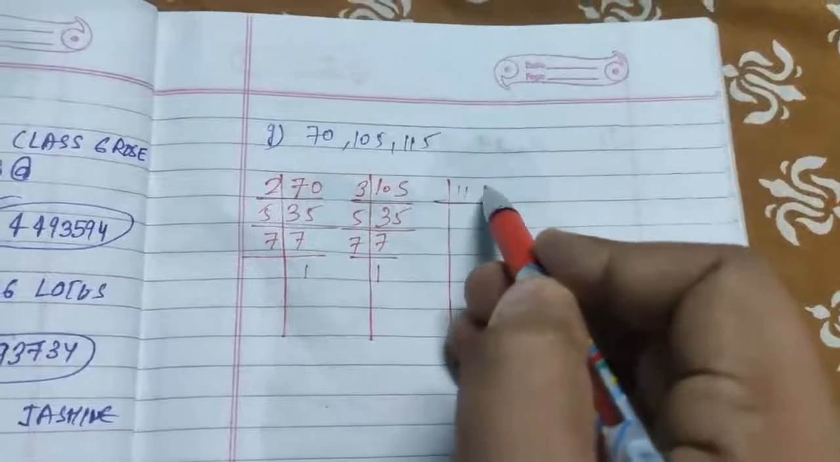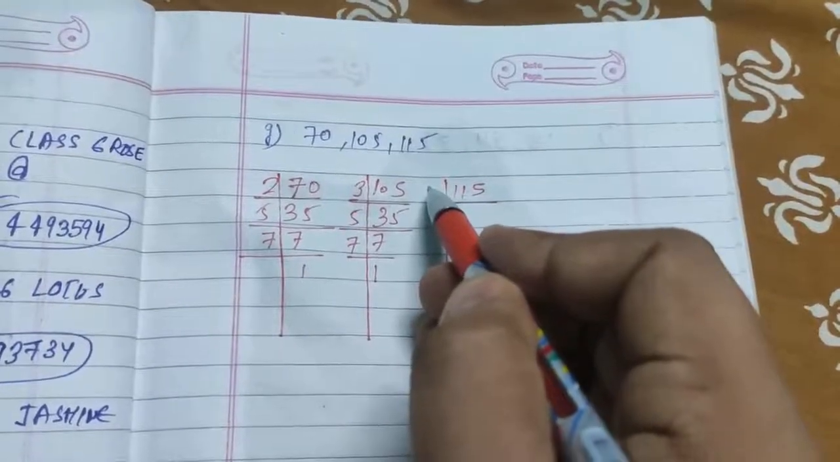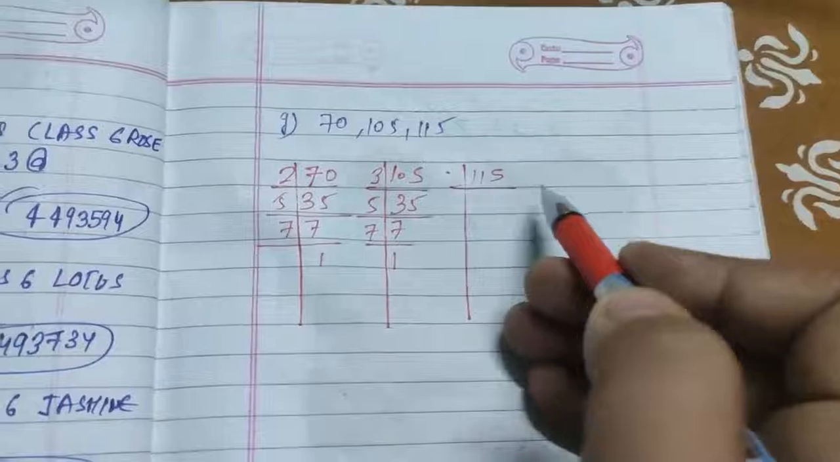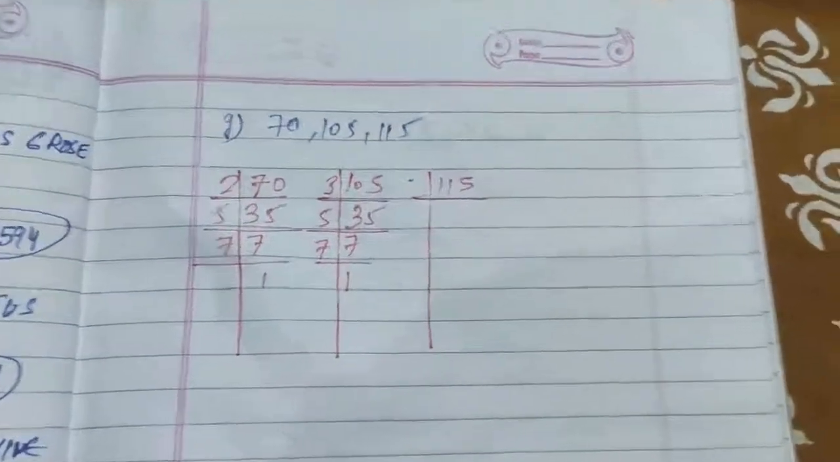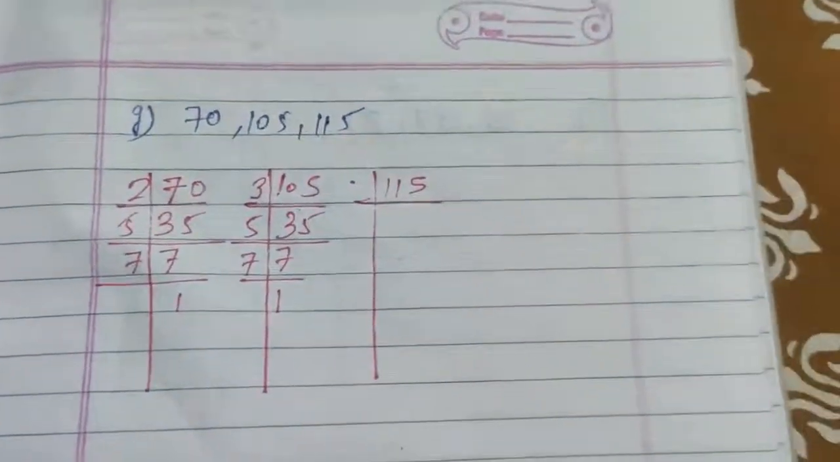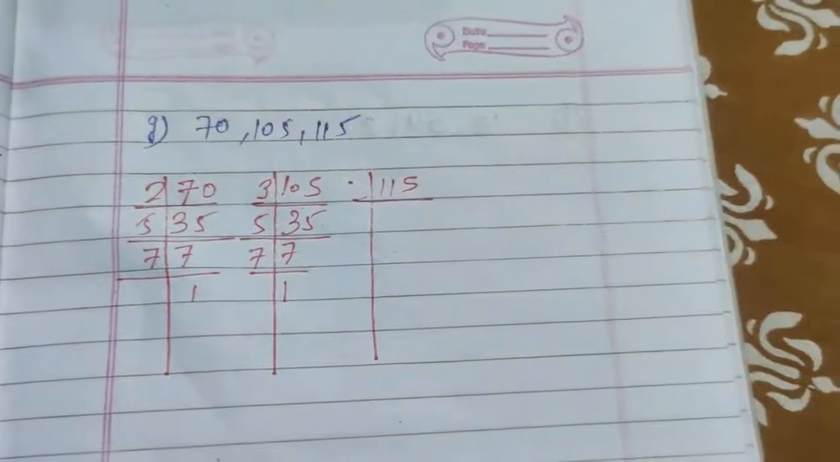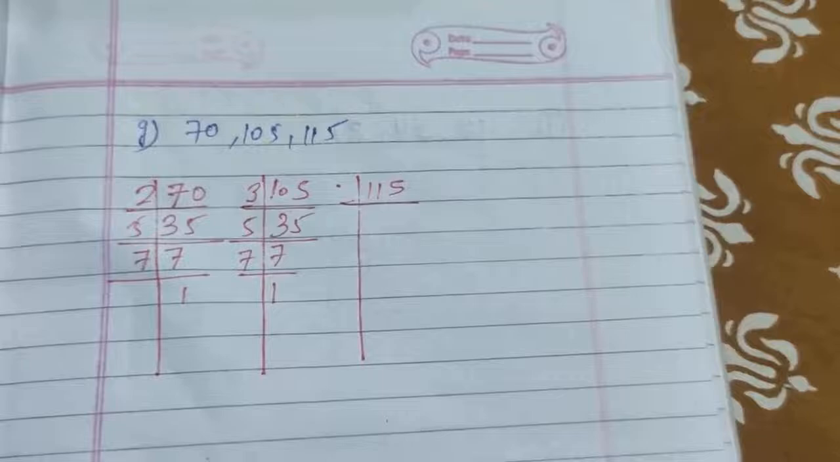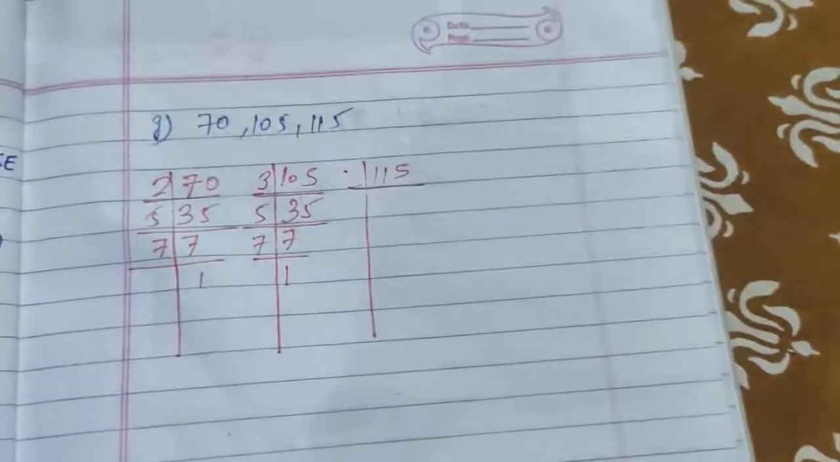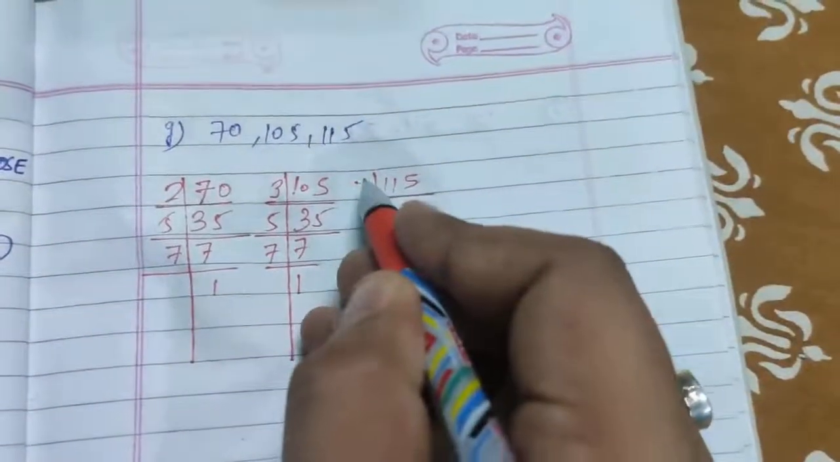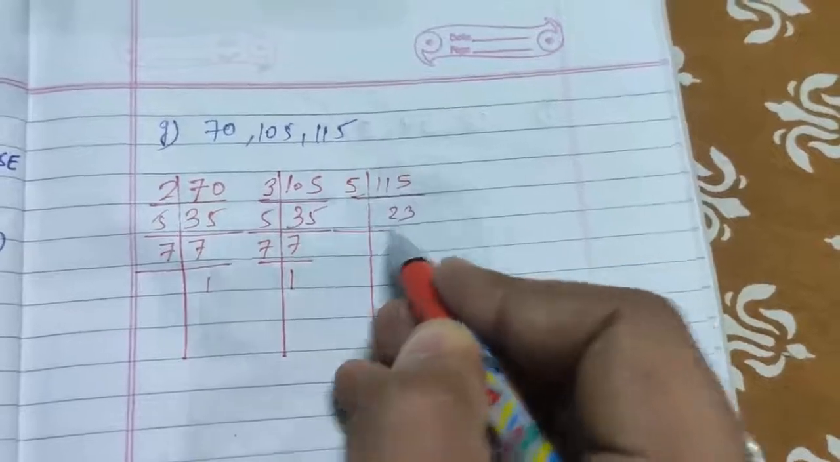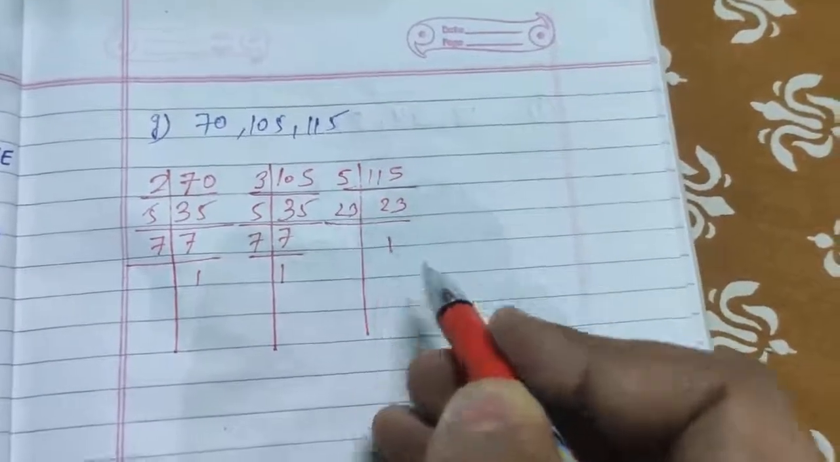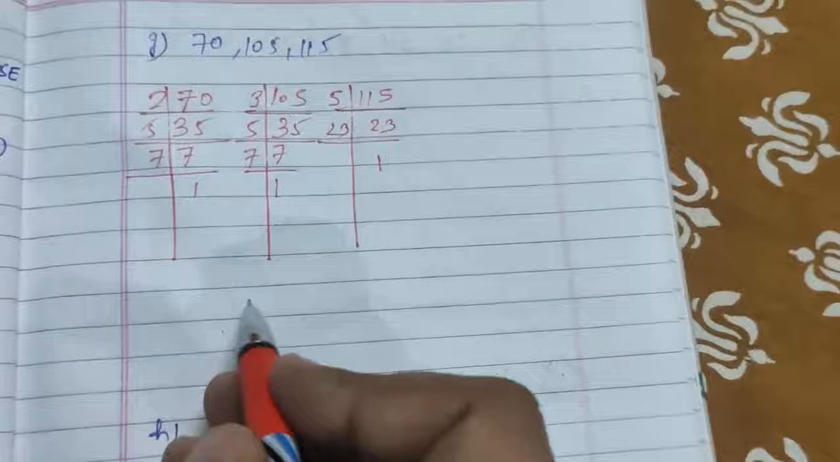Then 115 is not divisible by 2 and not divisible by 3, so we have to divide it by 5. 115 is divisible by 5. We divide it by 5, then we get 23, and then by 23 we get 1. Now we will write all the factors.